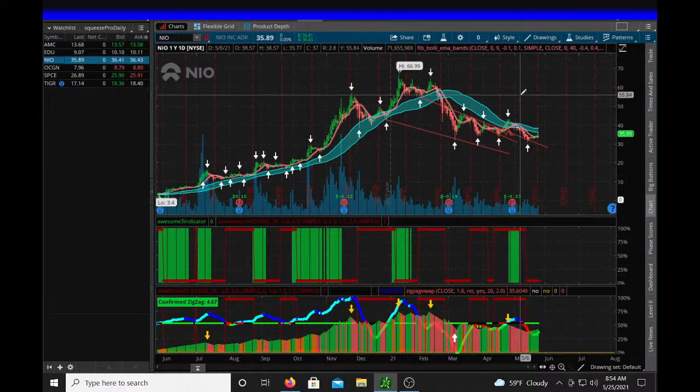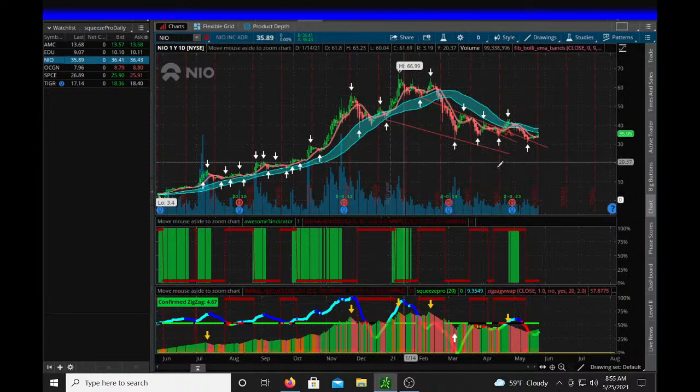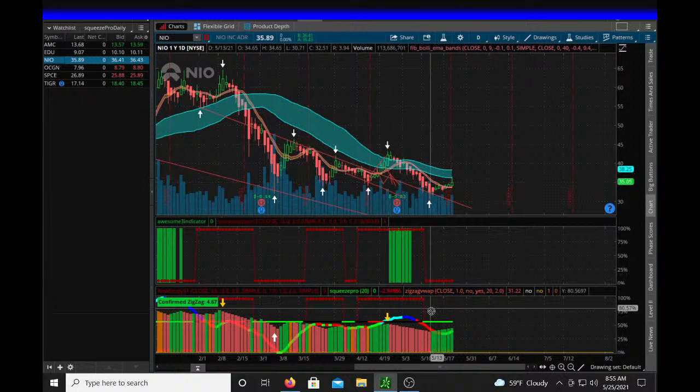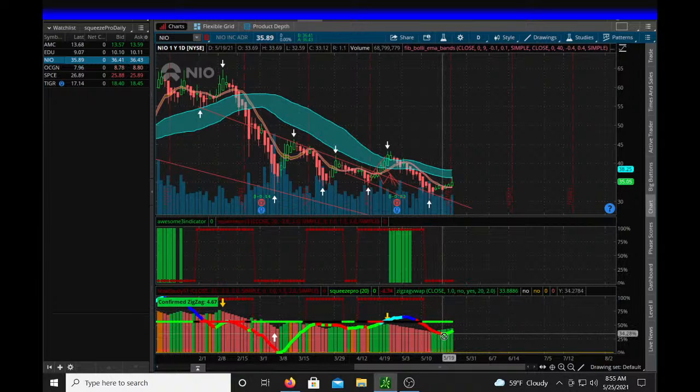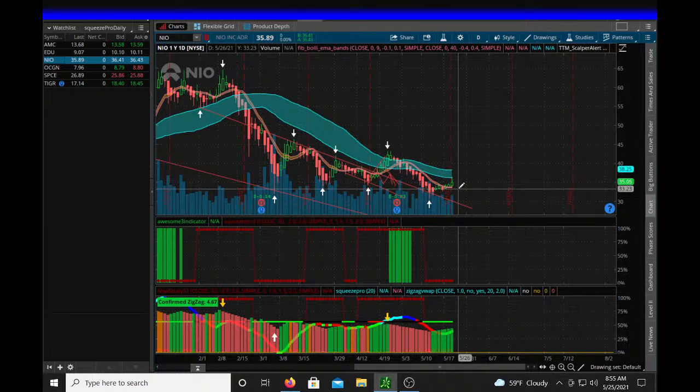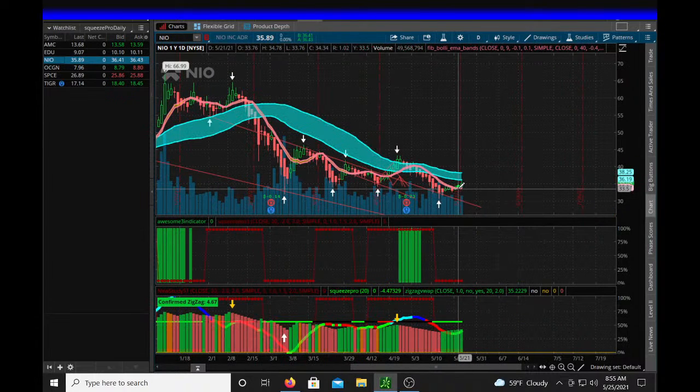Still in a downtrend here. Nothing real great happening. Looks like we might be coming up on a reversal very soon. We need to get up above this cloud, though, and it needs to break off of this action. Come on, NEO.